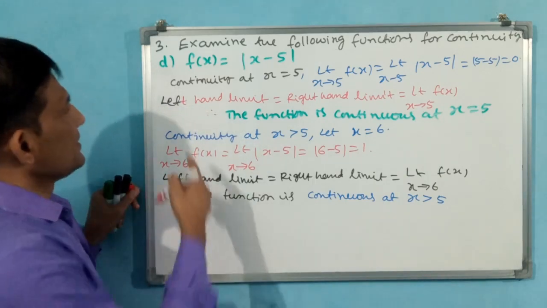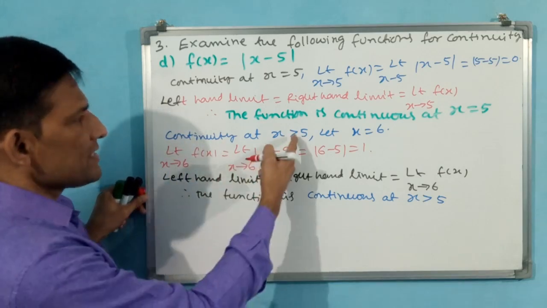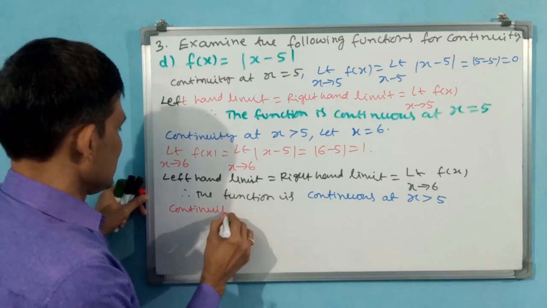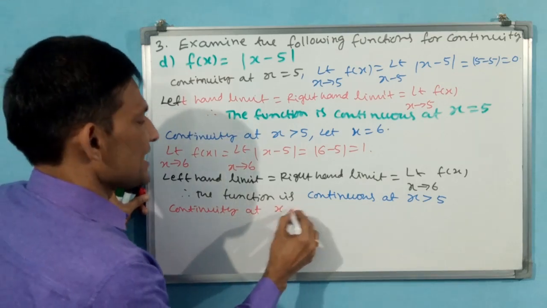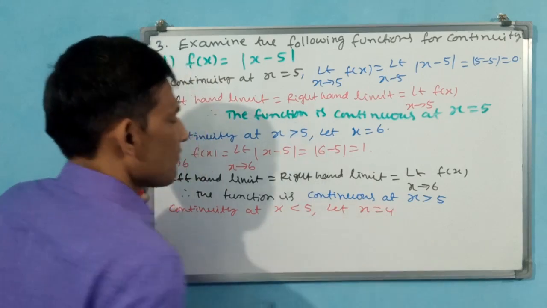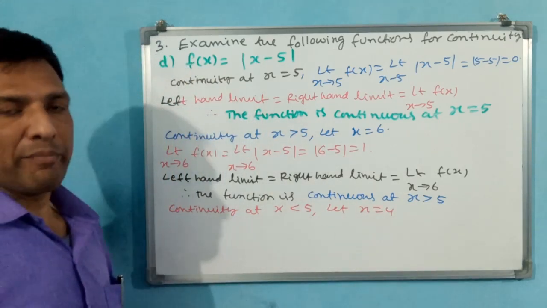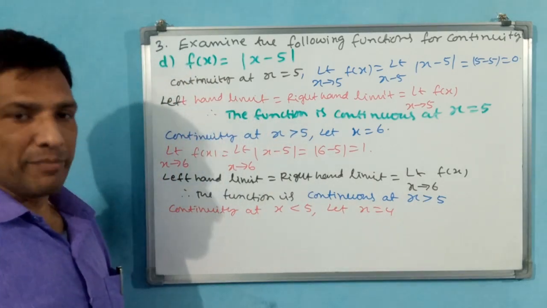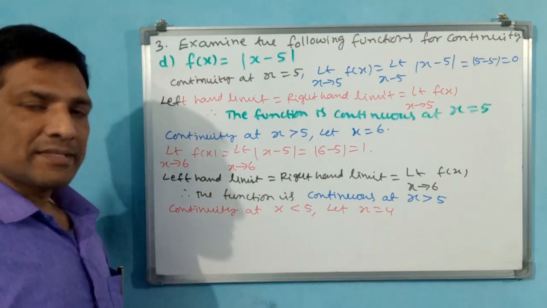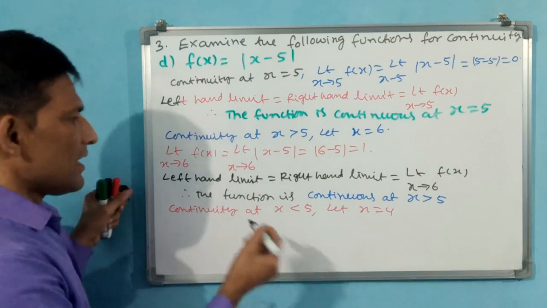Continuity at x is less than 5. Let x is equal to 4. Why? Because if less than 5, it means any one number you have taken practically for seeing the limit. Okay, I have taken x is less than 5 as 4. That's all. Okay, let us find the limit.